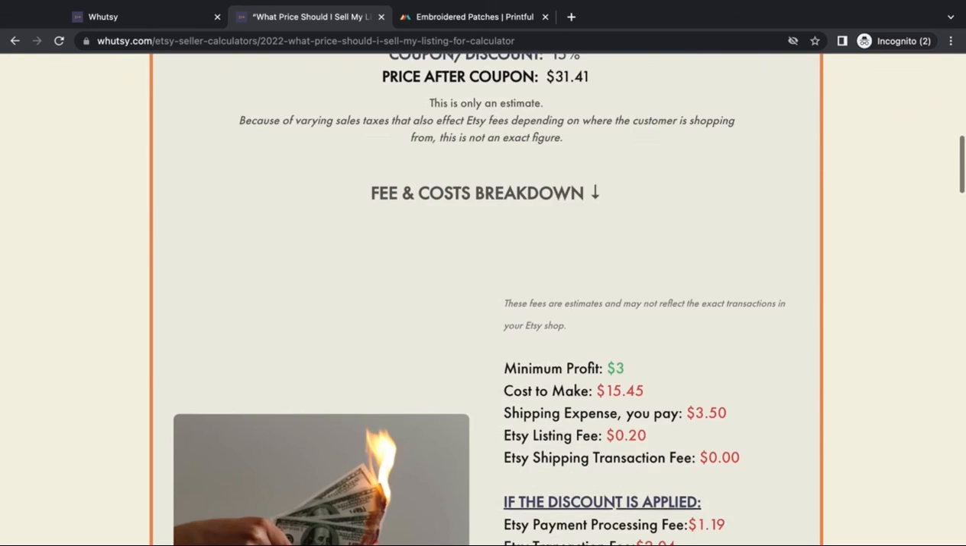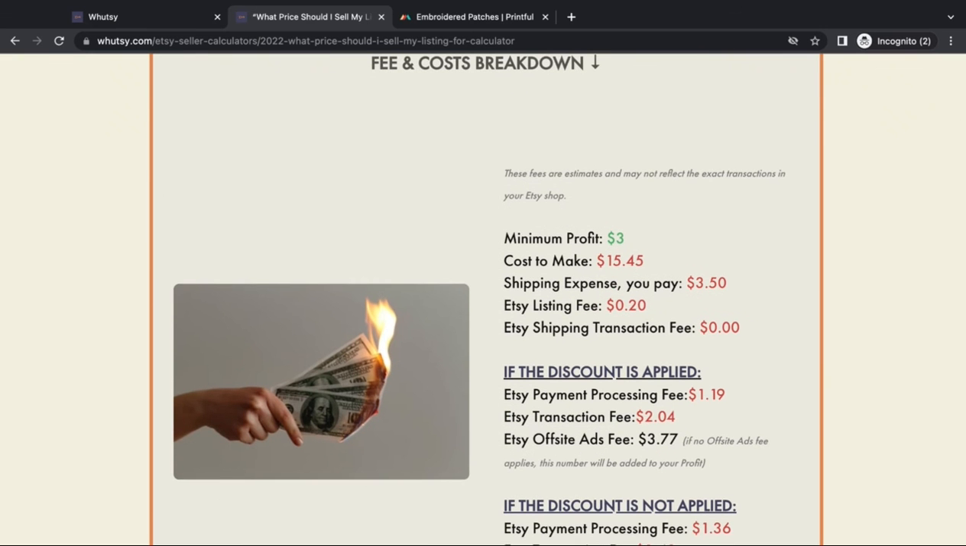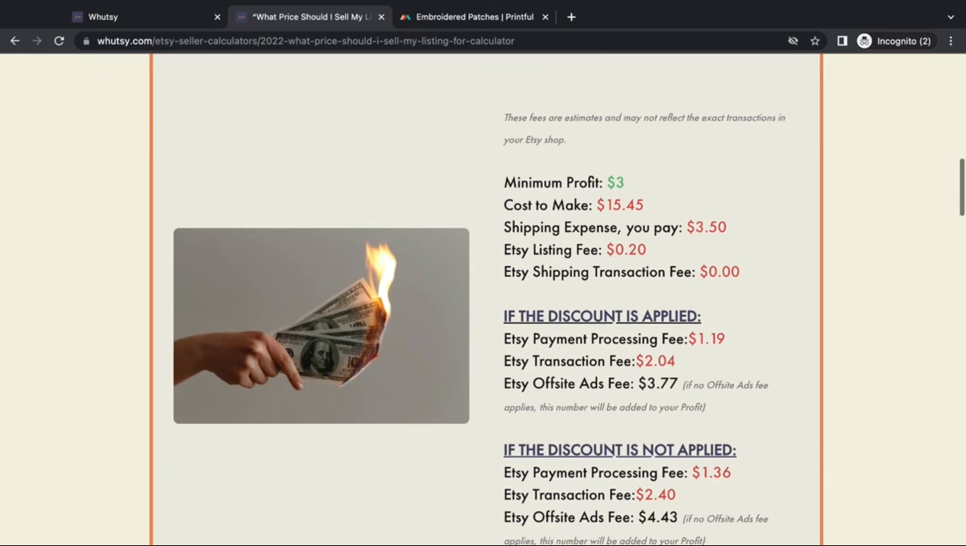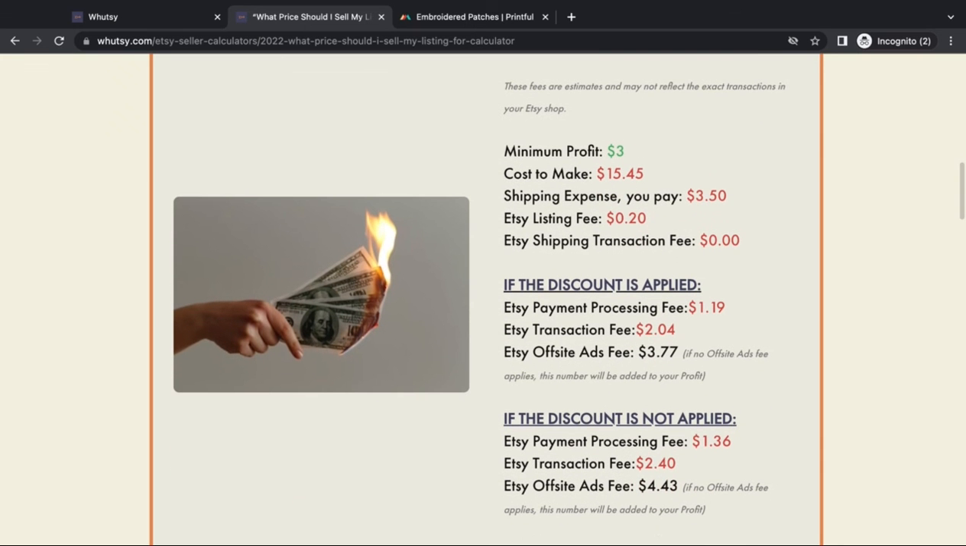Now we have the fees and cost breakdown, and I have a little bit of a sense of humor about this now. But again, if we are pricing accurately for these fees, you don't have to worry about it. You're not burning money because we know that the fees are going to be covered with all these transactions. So you don't have to stress about it.